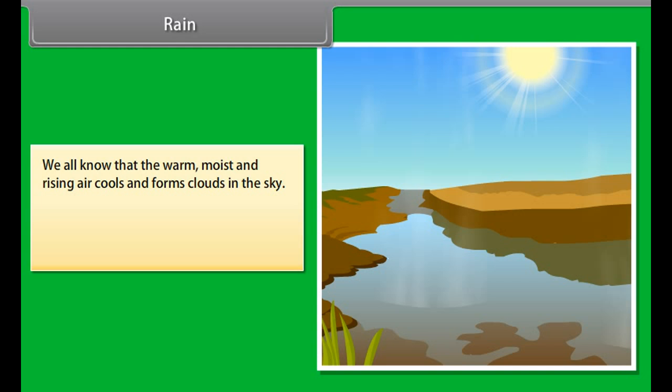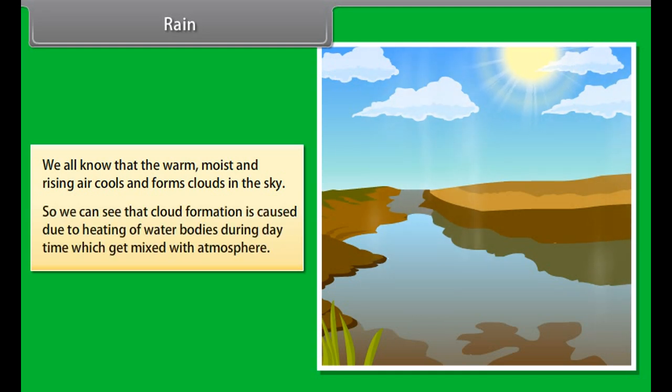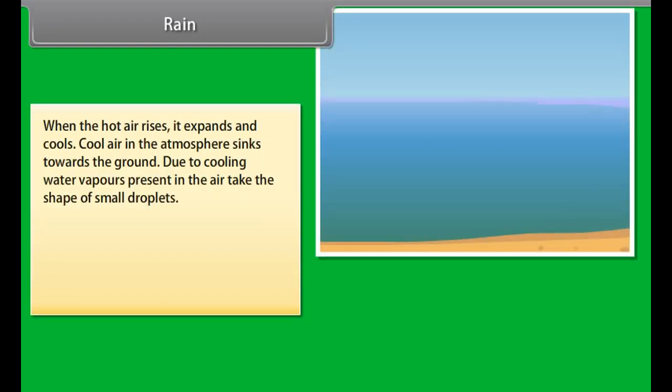Rain. We all know that the warm, moist and rising air cools and forms clouds in the sky. So we can see that cloud formation is caused due to heating of water bodies during daytime, which get mixed with the atmosphere. When the hot air rises, it expands and cools. Cool air in the atmosphere sinks towards the ground.